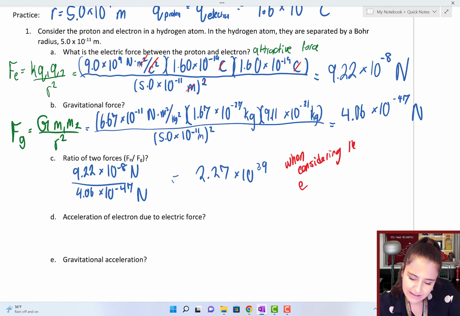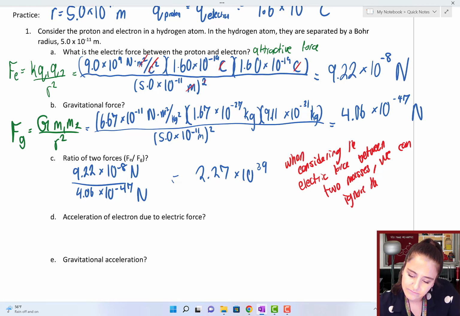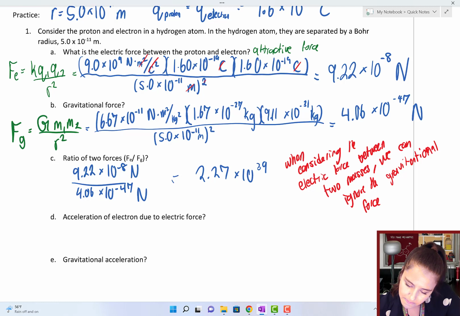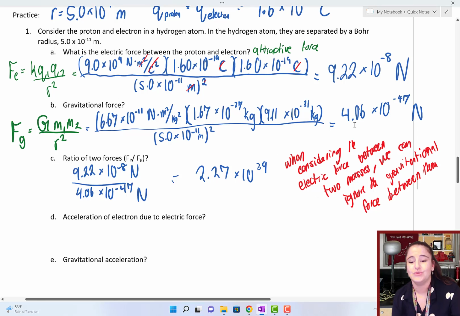When considering the electric force between 2 masses, we can ignore the gravitational force between them, because it is so, so small.